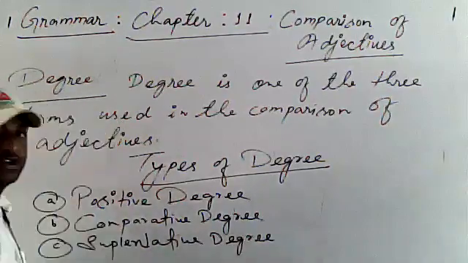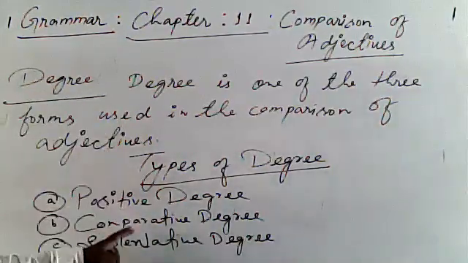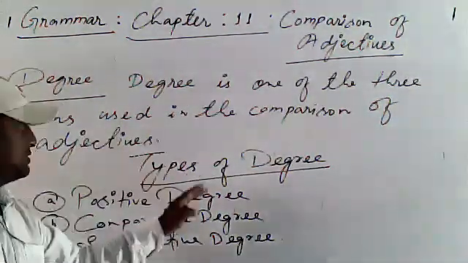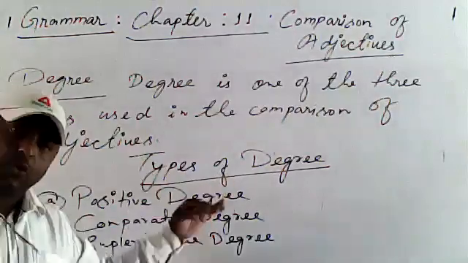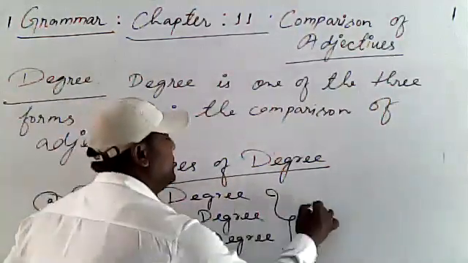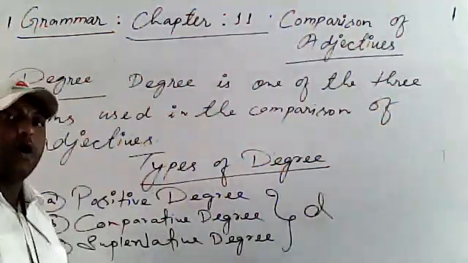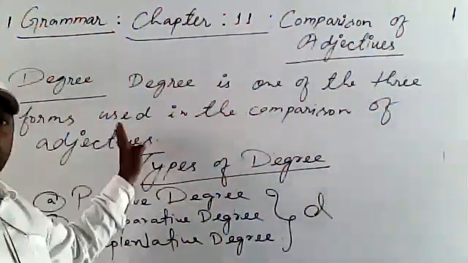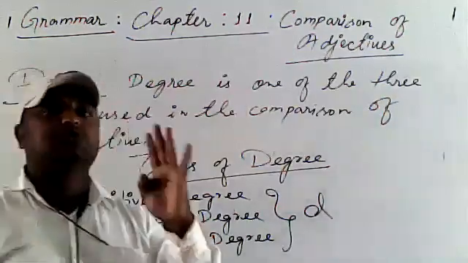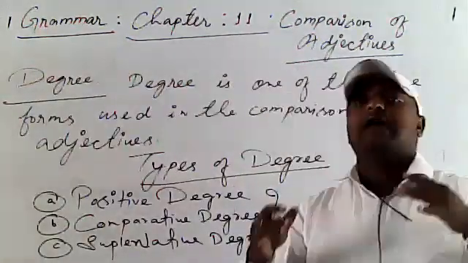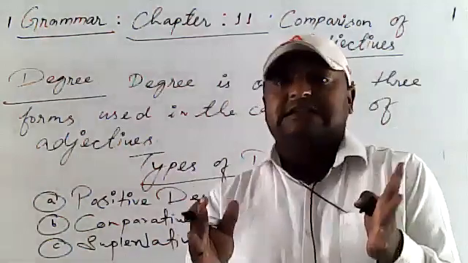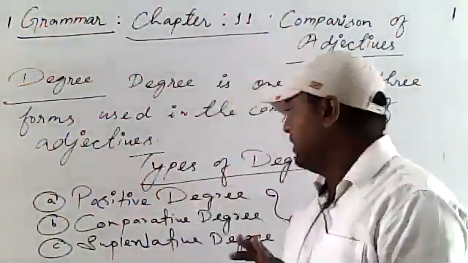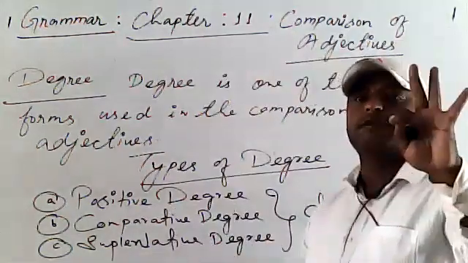What I have written is the definition. Definition kya likha hai maine? Three forms, no? 1, 2, 3. So degree is one of the three forms. Degree means inme se koi ek hoga. All together we can't say, in sabko hum degree nahi bolenge. Degree is one of the three forms used in the comparison of adjectives. Adjective mein comparison ke liye jo hum use karte hain unme se koi ek degree hai. Degree kitne types ke hote hain? Degree are of three types.